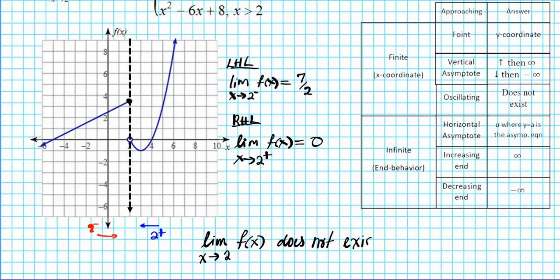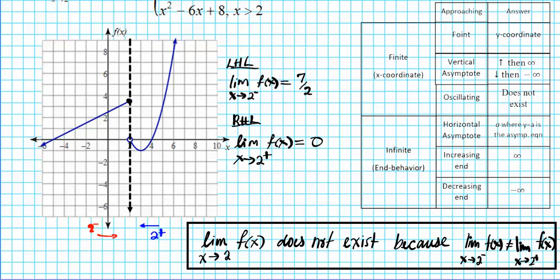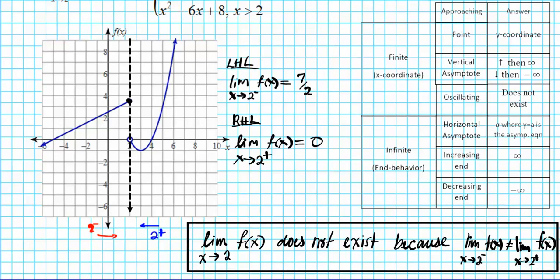What's your justification? Because the left-hand limit and the right-hand limits are different. Okay, because the limit as x approaches 2 from the left of f of x is not equal to the limit as x approaches 2 from the right of the function. Okay, so that's sufficient justification for the non-existence of the double-sided limit at x equals 2.